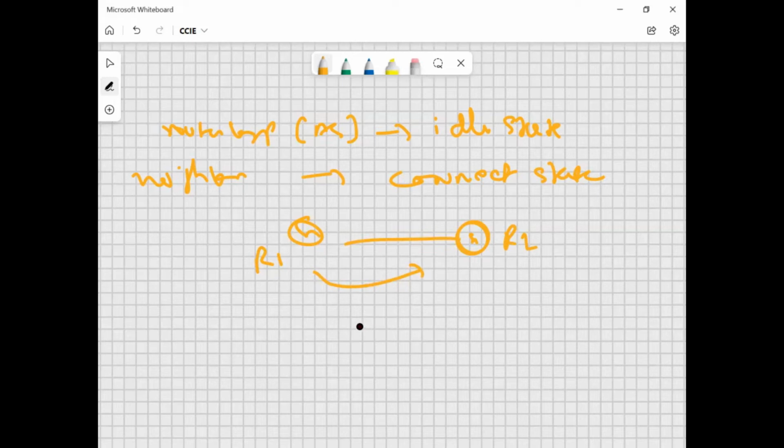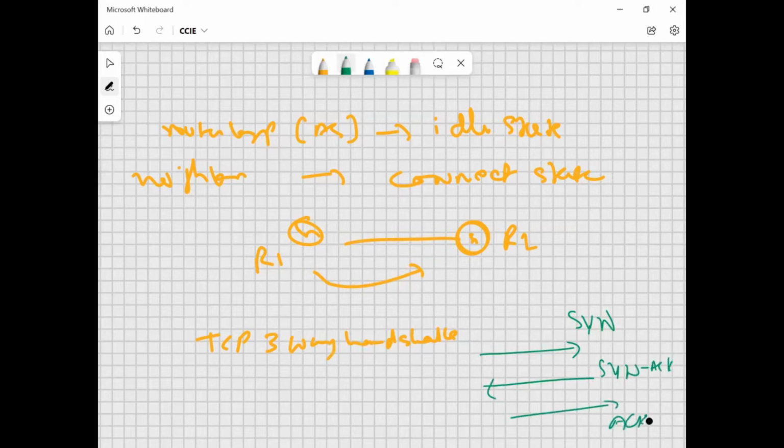And this connection is your TCP three-way handshake. What is the TCP three-way handshake? First is the initial send, then it will send a SYN. The SYN will be acknowledged. And then this acknowledgement will also be acknowledged. So first, second, third, there are three processes, and it is known as the TCP three-way handshake over port number 179.